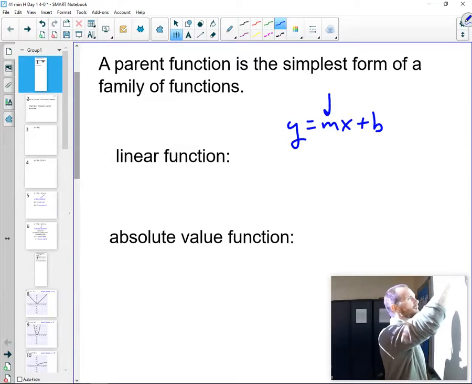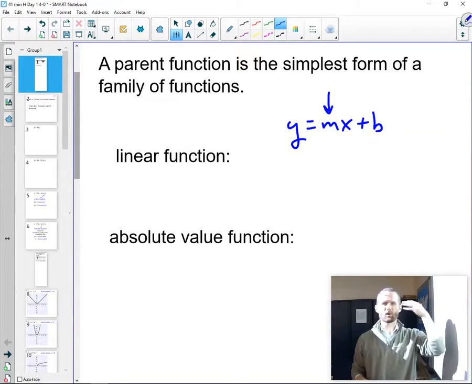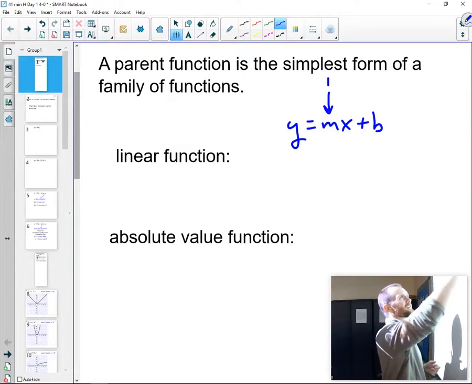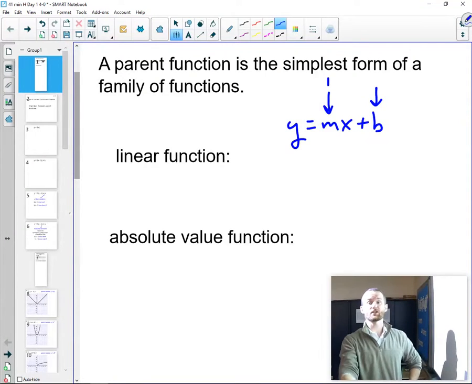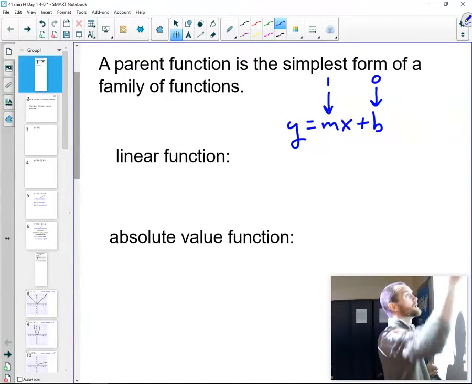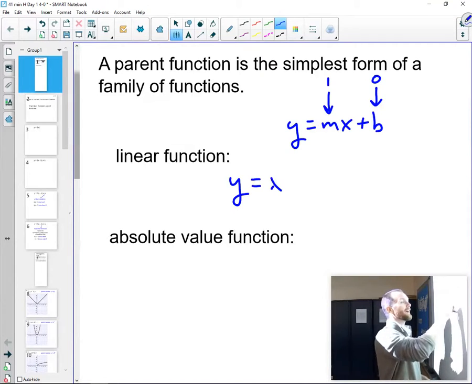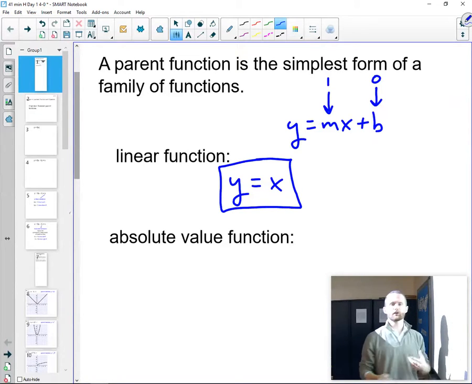So let's think about this. M is the slope. What is the simplest slope we could have? Well, that would just be 1. And then if we said, okay, now let's move on to B. What's the simplest y-intercept we could have? Well, that would be 0. So if we plug in 1 for m and 0 for b, we get y equals x. And that is the parent function. This is the simplest linear function we can get.